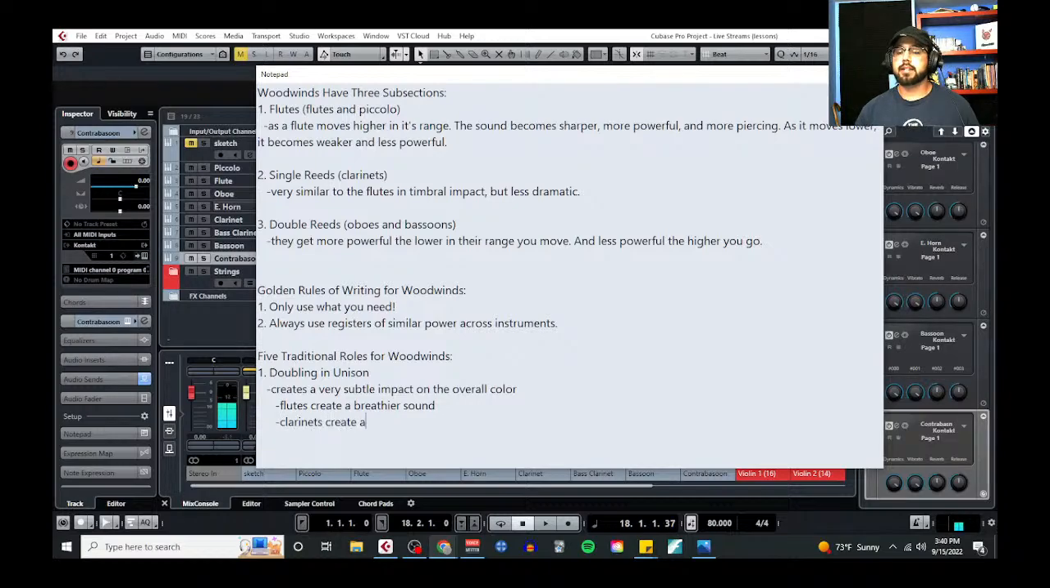Clarinets create a more hollow and rich sound. The double reeds add more edge and sharp articulation to your cumulative sound. And then here's a little odd thing.